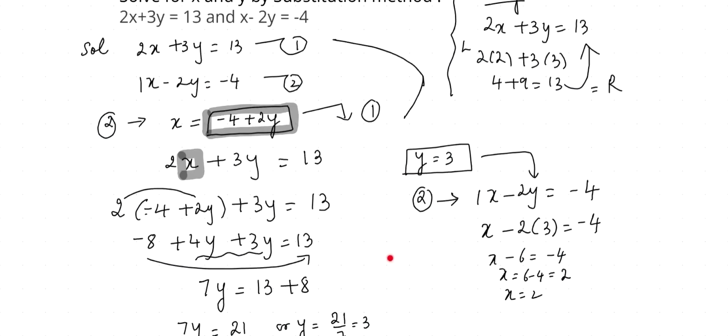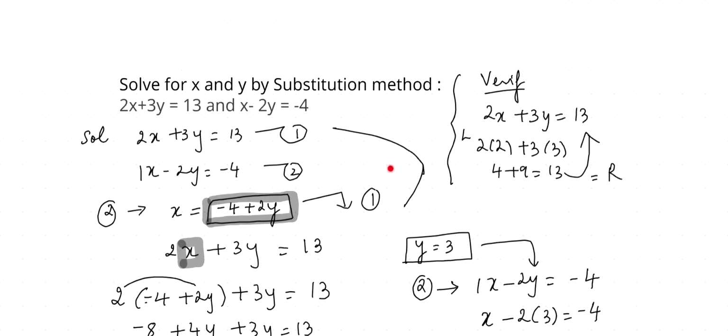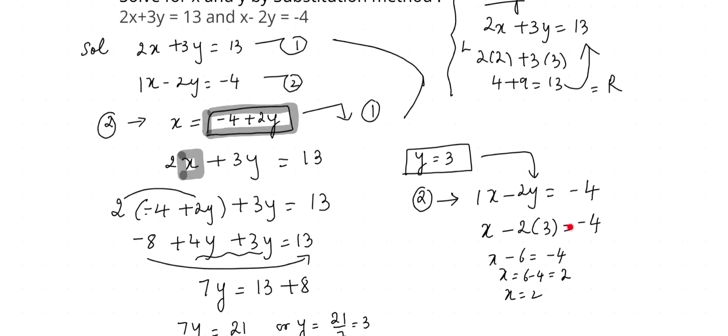In this case, I substituted the value of y in equation 2. 1 into x minus 2y is negative 4. 1 into x minus 2 into 3 is negative 4. So x minus 6 is negative 4, or x is equal to plus 6, that is minus 6 goes over to the other side as plus 6, and 6 minus 4 is 2. Hence we get x is 2.